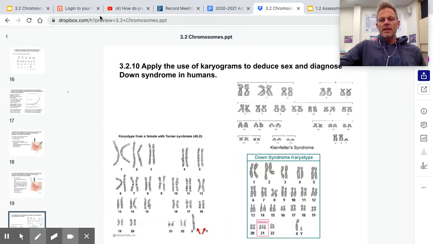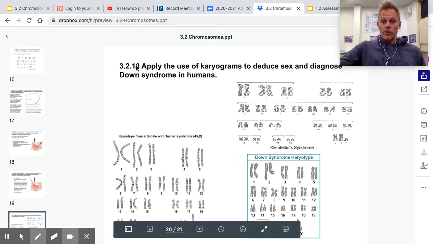3.210 is asking us to apply, which means to use, karyograms, pictures of our karyotype. Karyotype is our homologous chromosomes, all nicely organized and put in a nice line to determine two things. We're going to look at the gender or the sex of the offspring and to see if there's any kind of genetic disorder like Down syndrome.